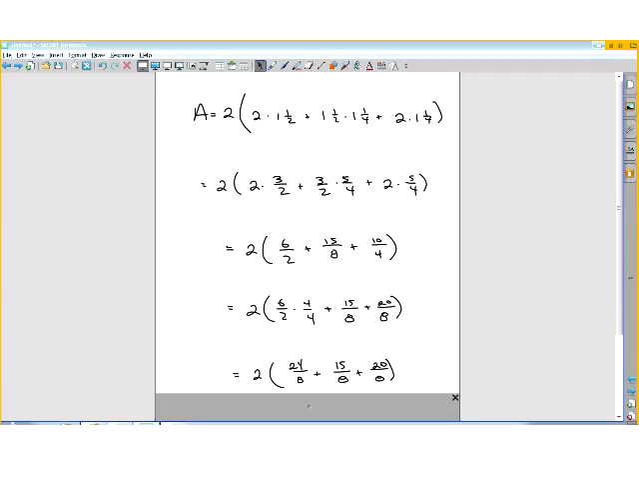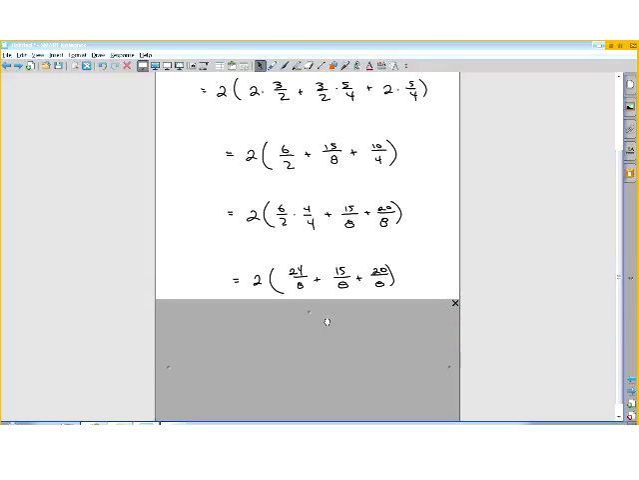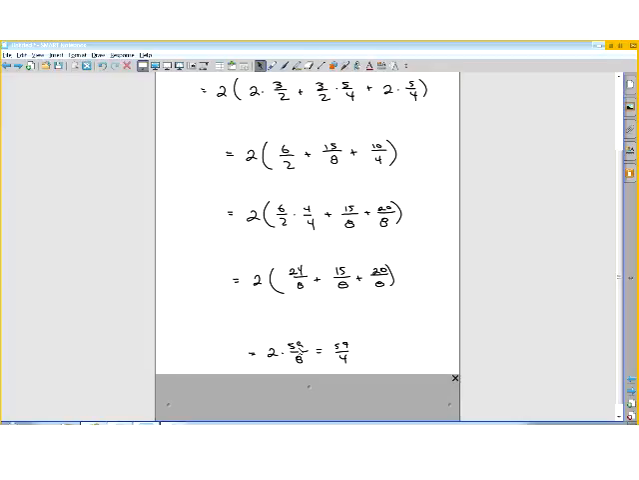Okay, so you multiply that stuff out. You get 24 over 8 plus 15 over 8 plus 20 over 8. Then we add all the numbers, 24 plus 15 plus 20, because they have a common denominator. You get 59 eighths. Again, multiplied by 2. I can't forget the 2. But 2 divided by 8 is the same as 1 divided by 4. You divide this by 2 and you get 1. Divide this by 2, you get 4.